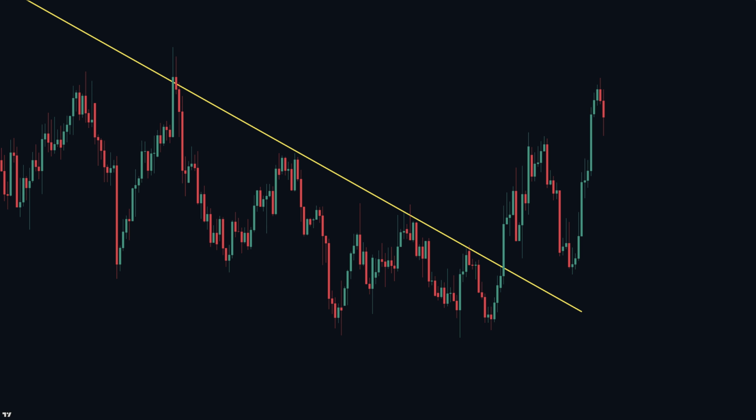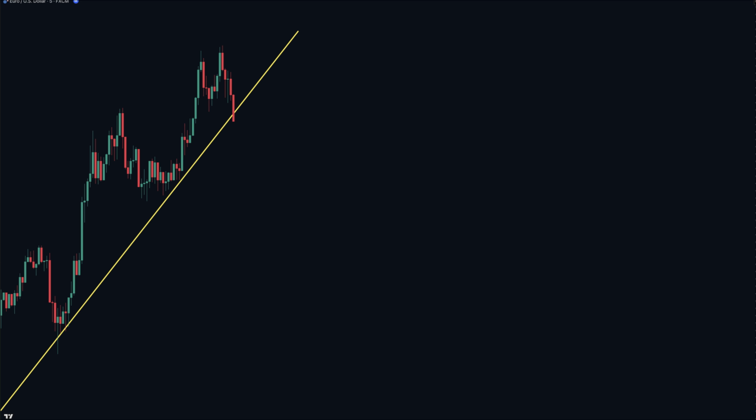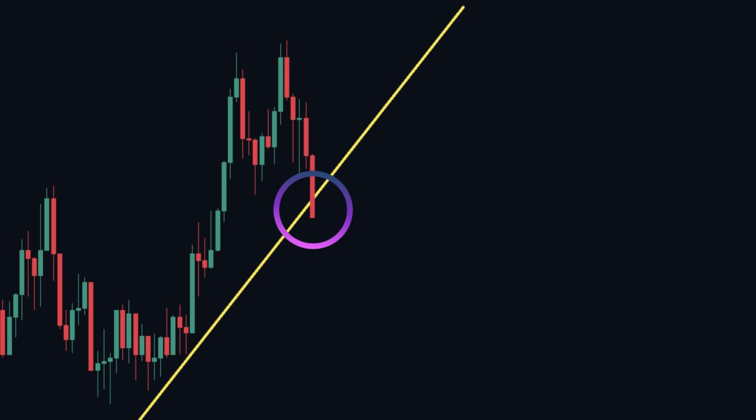But we're not done yet. There's one more important layer, multiple time frame analysis. Let me show you how this works with a real example. Here's a 5-minute Euro US dollar chart. We've drawn a clean trend line under the price. The market has been trending up, then price breaks below the trend line.